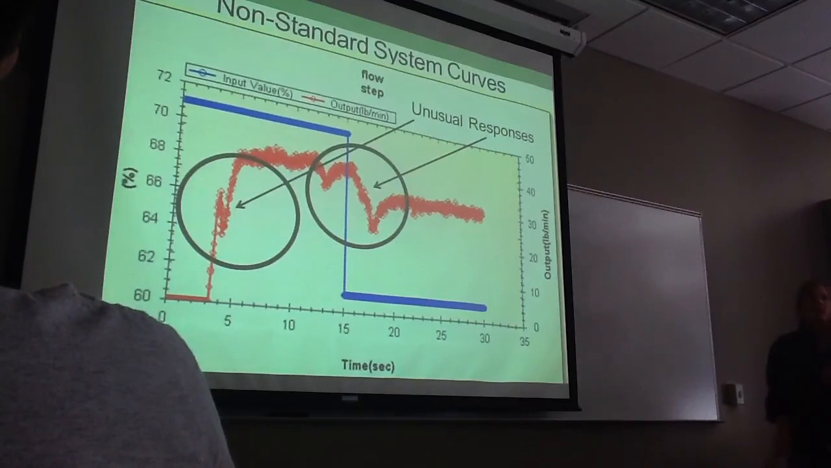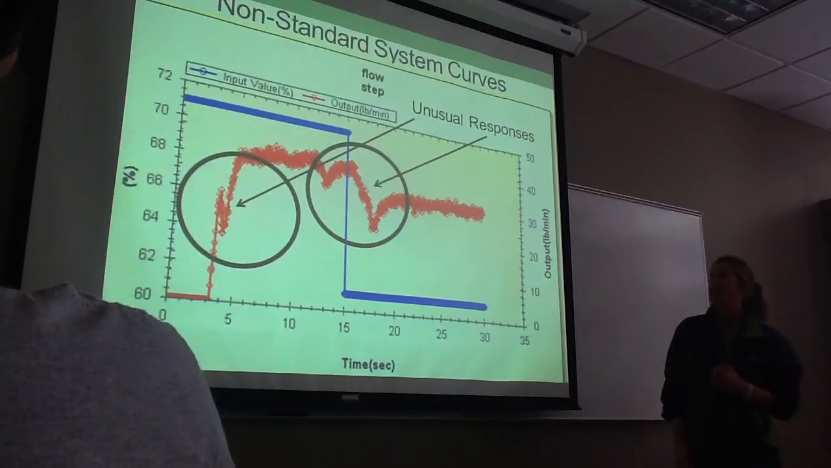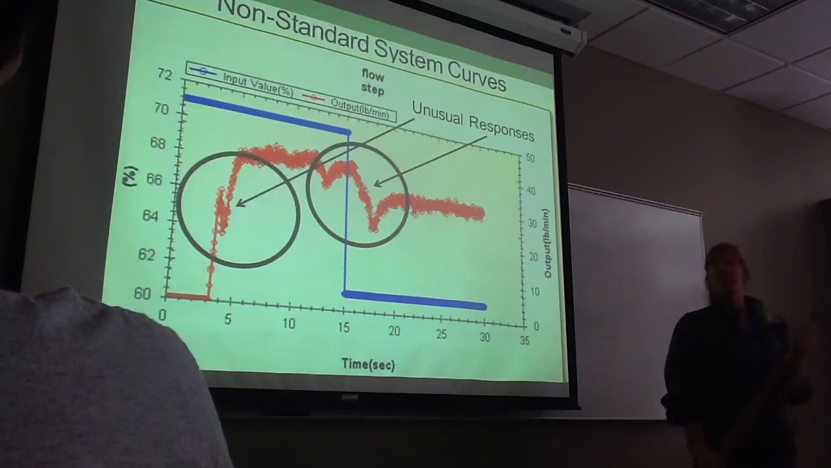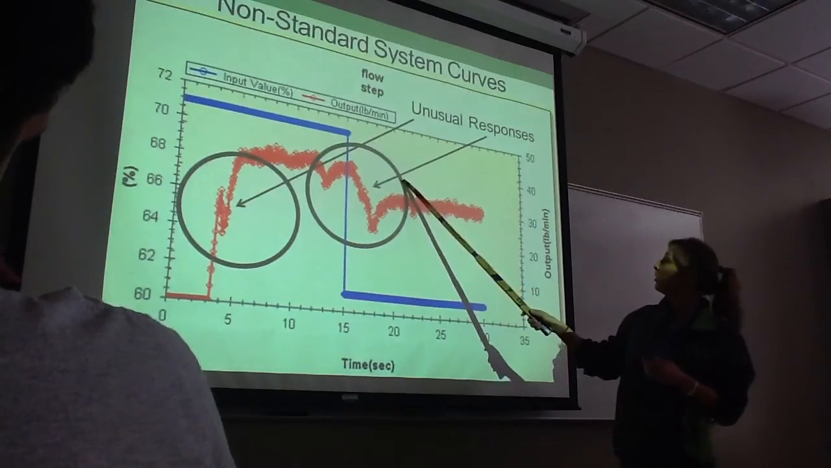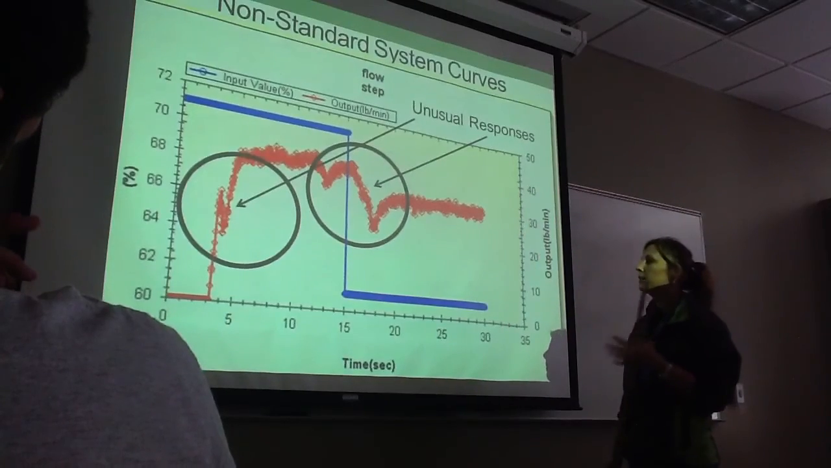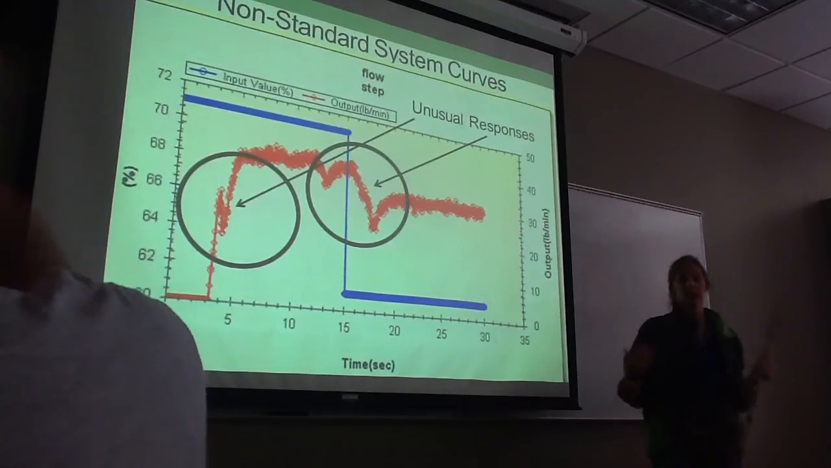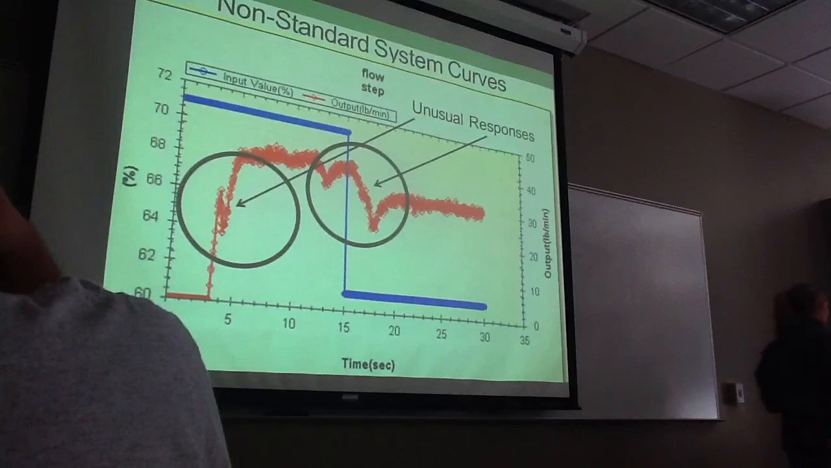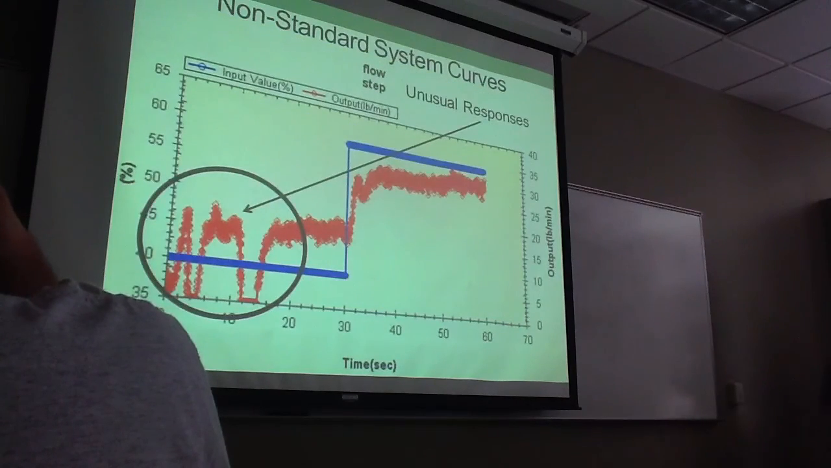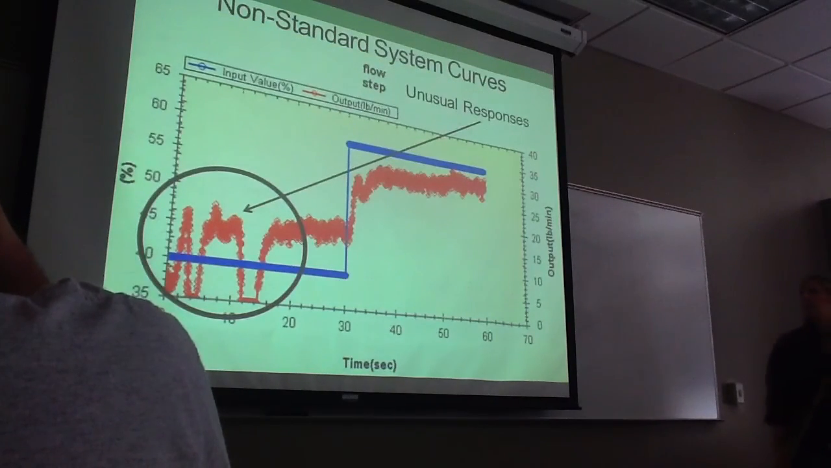So during our experiments, we noted that there were some non-standard graphs that we got when we ran our experiments. So the circles denote the unusual responses that we got conducting different experiments. Again, some more unusual responses that we came across.